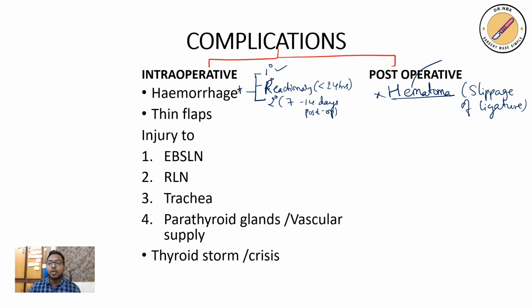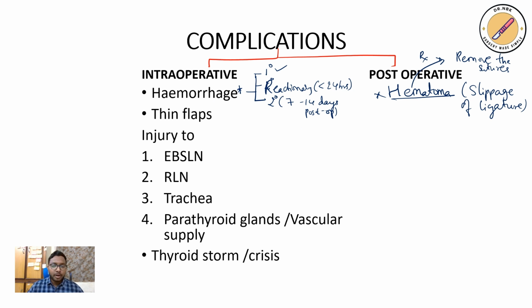So immediately you have to remove the sutures. The treatment will be to remove the skin sutures immediately. Then you have to arrange the blood, take the patient to emergency OT, identify the bleeder, ligate the vessel properly, and close the wound accordingly. Okay, so this is one important complication that you can have.